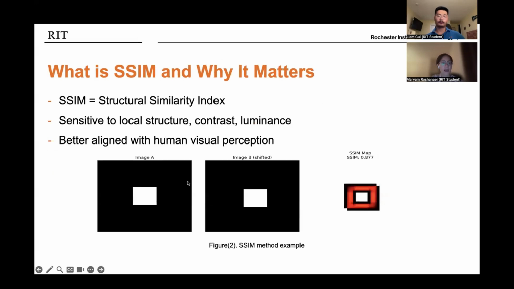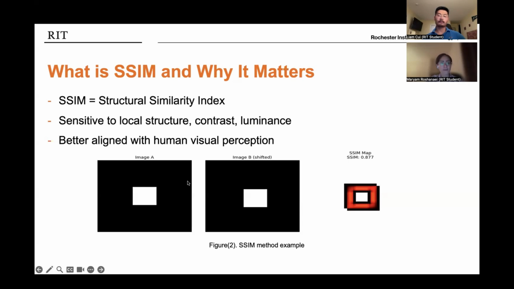So what is SSIM? SSIM stands for Structural Similarity Index. It compares images not pixel by pixel, but based on the local structure, contrast, and luminance. This makes it a much better proxy for human perception. For example, even a slightly blurred image may look similar, and SSIM can reflect it.